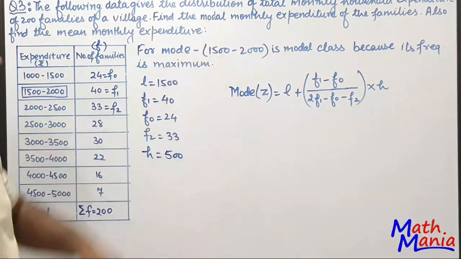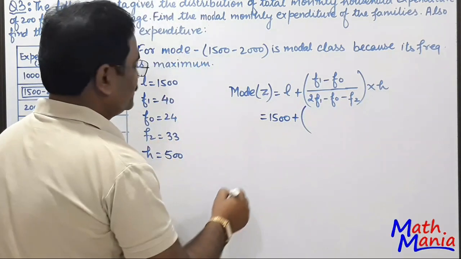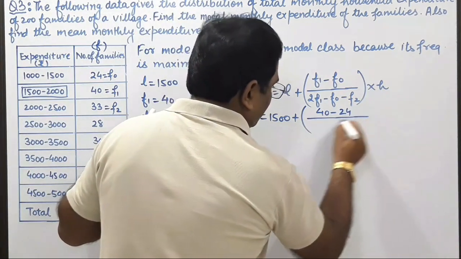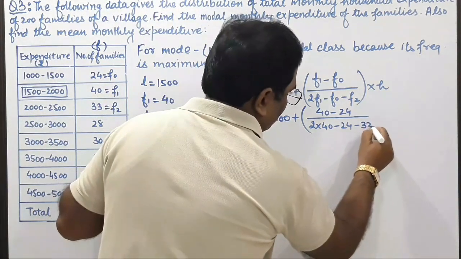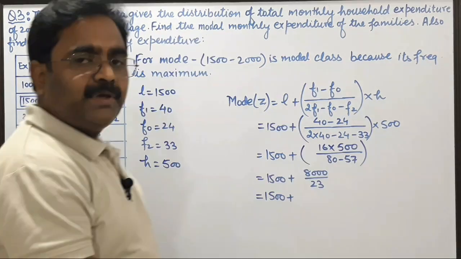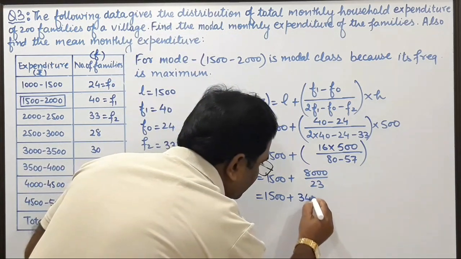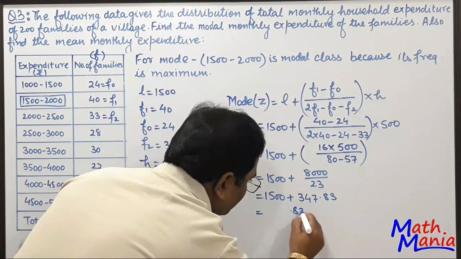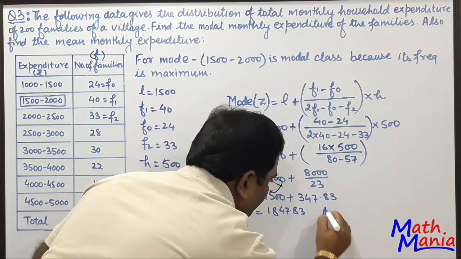After getting this information, we have to substitute it in the formula. Substitute: L is 1500 plus F1 is 40 minus F0 is 24, divided by 2 into F1 40 minus F0 24 minus F2 is 33, multiplied by H is 500. Let's simplify. 1500 plus, after dividing 8000 by 23, we will get 347.83. Let's add these two. So the addition is 1847.83, our required answer.